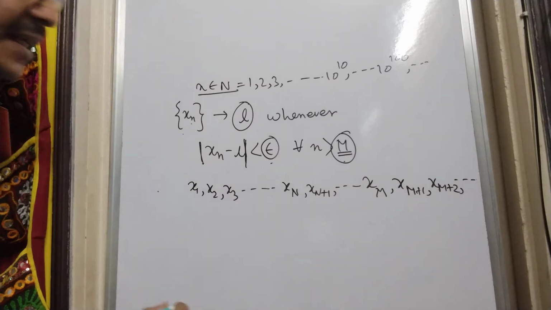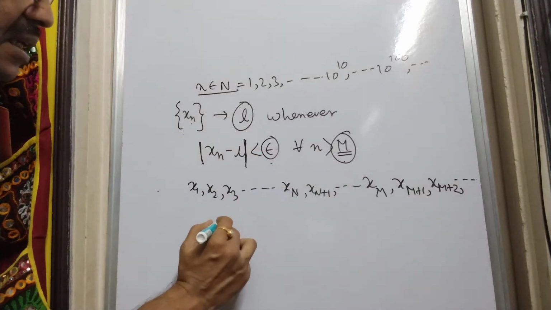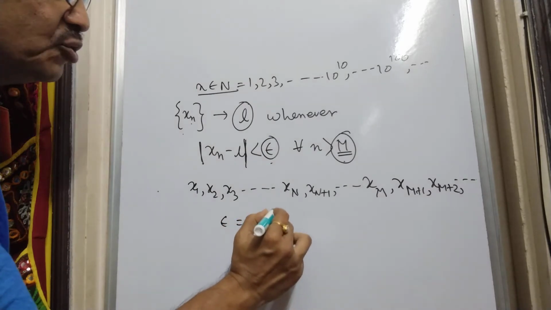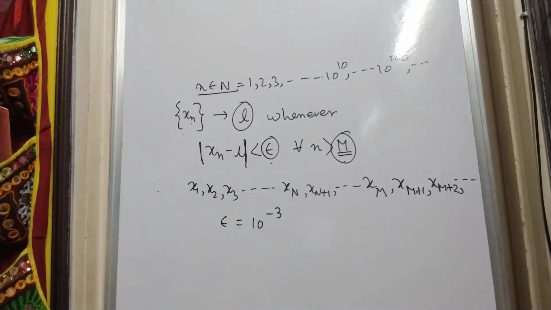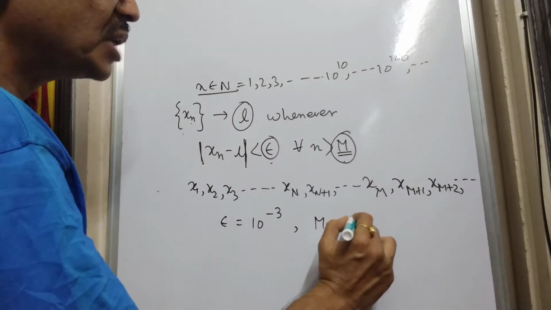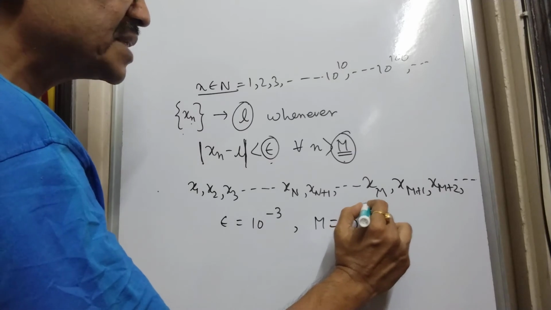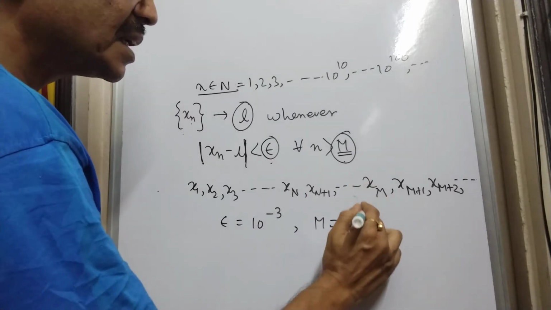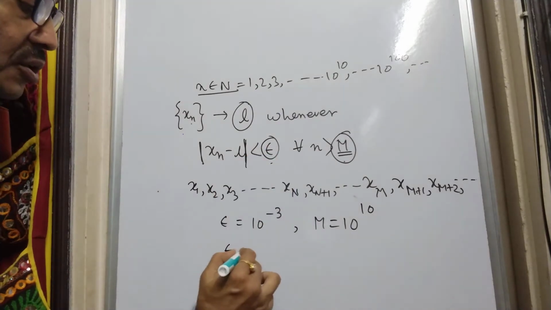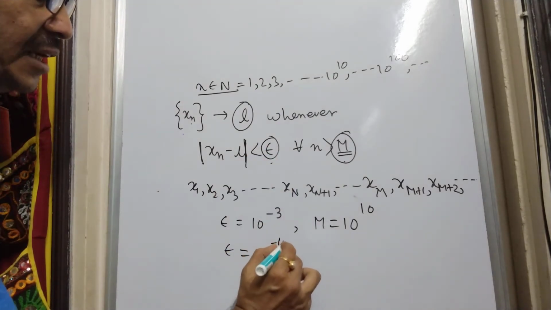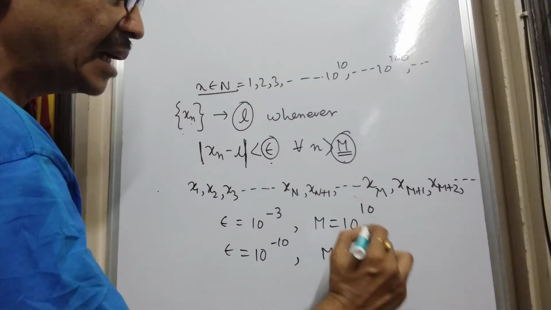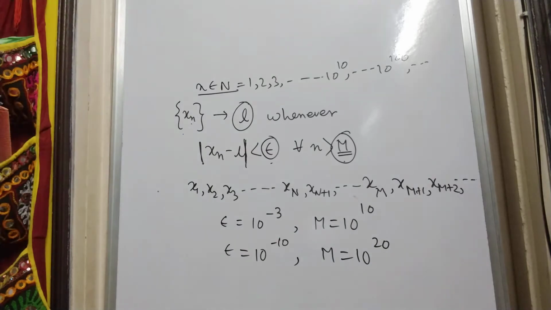In a way that this epsilon is, let's assume, to the tune of 10 to the power minus 3, then this M will be to the tune of 10 to the power 5, say, or 10 to the power 10, say. And if you want this epsilon to be of the order 10 to the power minus 10, then this M maybe will have to be like this.